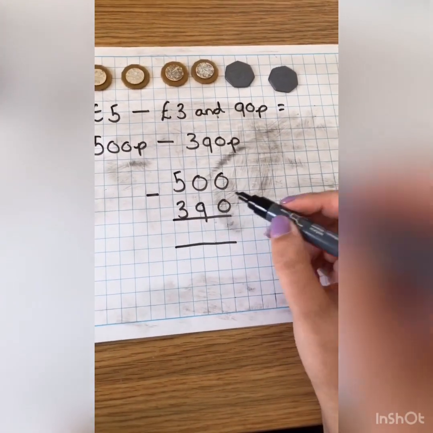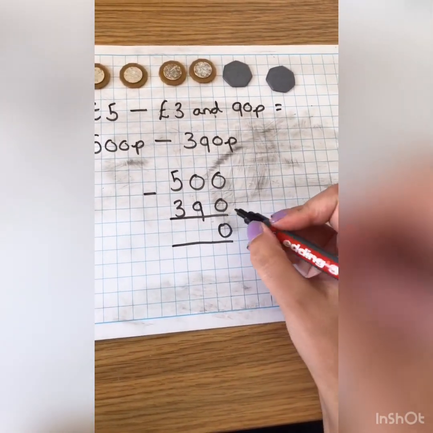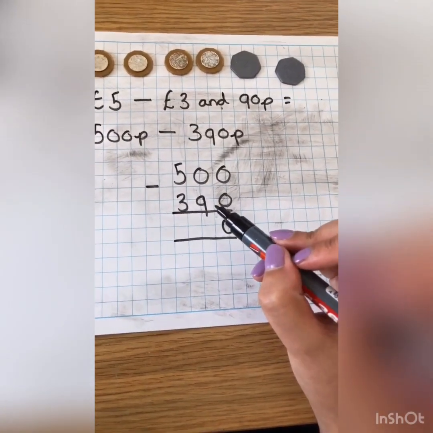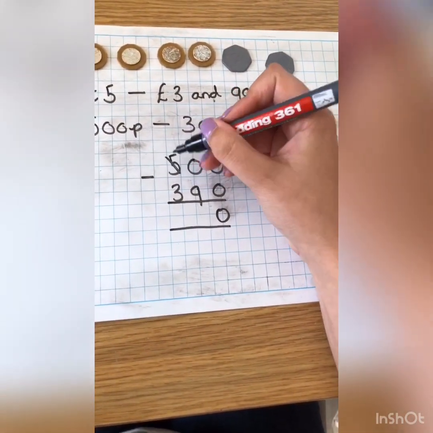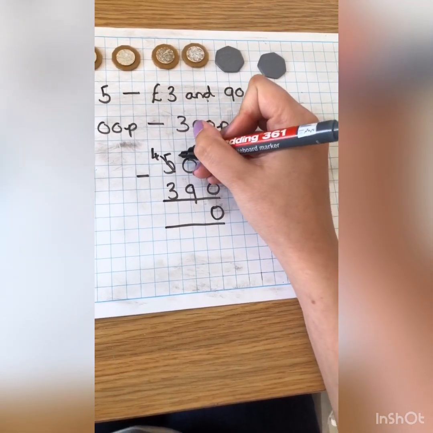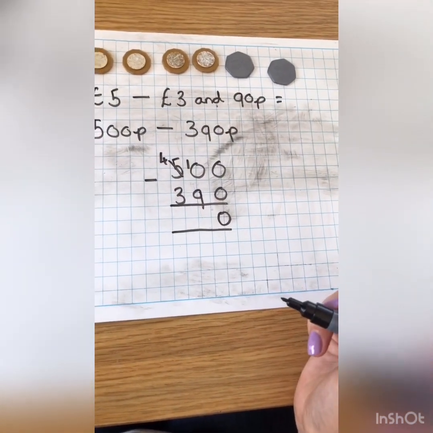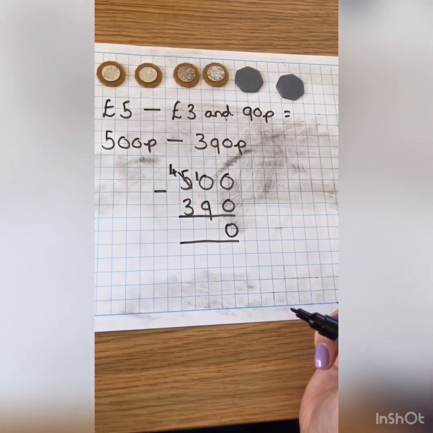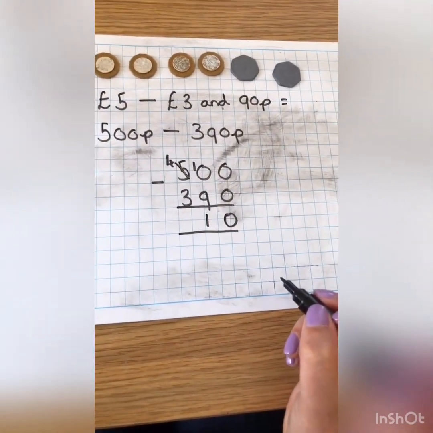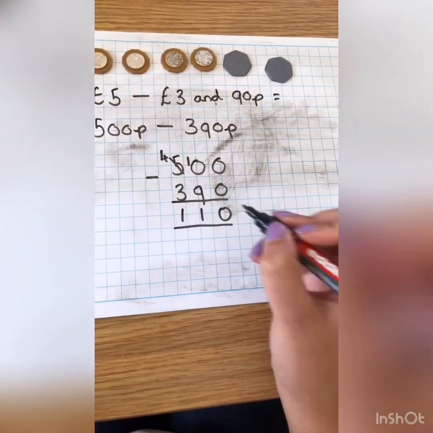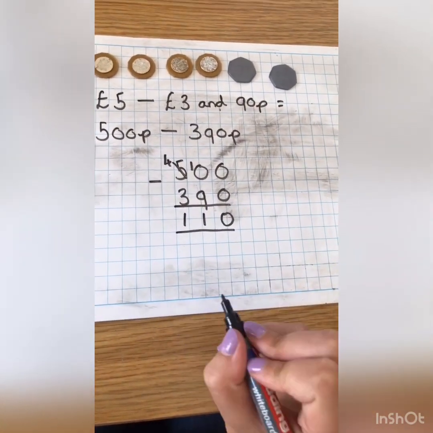0 take away 0 is 0. 0 take away 9. Now I know I can't do this, so I'm going to have to exchange from the hundreds column. So I'm going to change that to a 4 and put my extra one there. So I've now got 10. 10 take away 9 is 1. And 4 take away 3 is 1. So I'm left with 110.